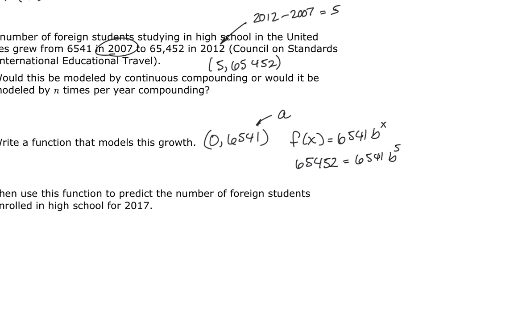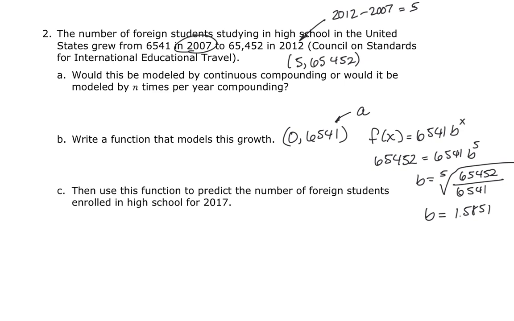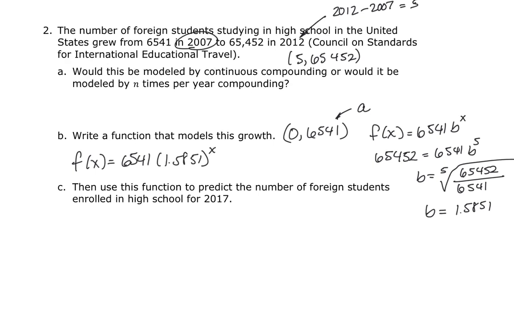So I'm going to divide both sides by the 6,541, so I'm going to have b is equal to the 5th root of 65,452 divided by 6,541, and put that in my calculator, and I get b is equal to 1.5851. Go to 4 decimal places for these. So my function f of x is equal to 6,541 times 1.5851 raised to the x.